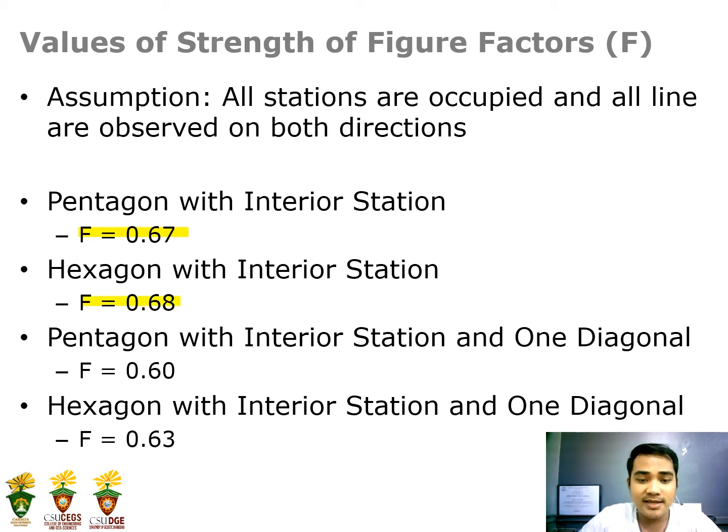Again, you can practice this in your respective houses. Just visualize it using the examples we discussed a while ago. Another one is the pentagon with interior station and one diagonal. Its strength of figure factor is 0.60. And lastly, the hexagon with interior station and one diagonal. Its strength of figure factor is 0.63.